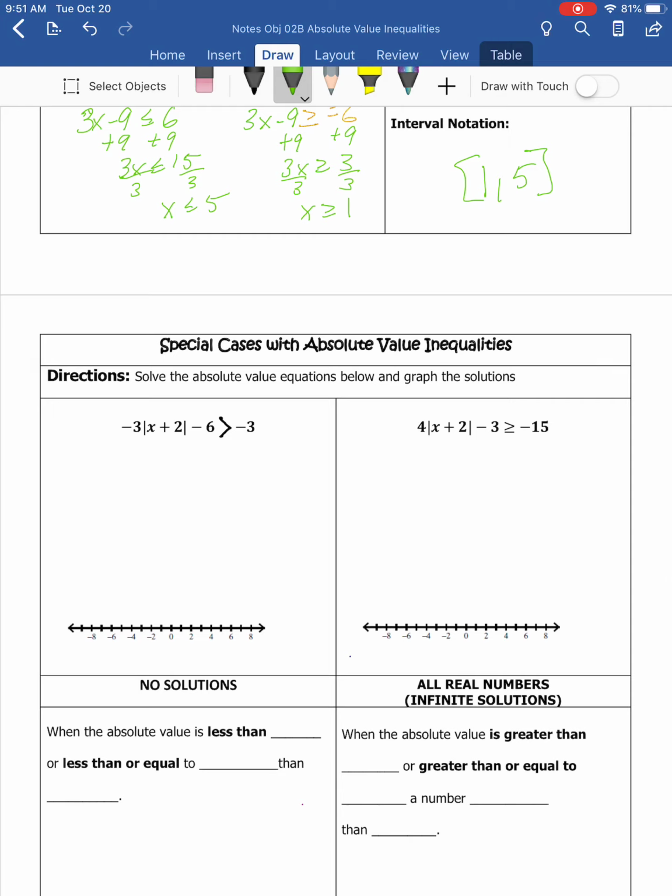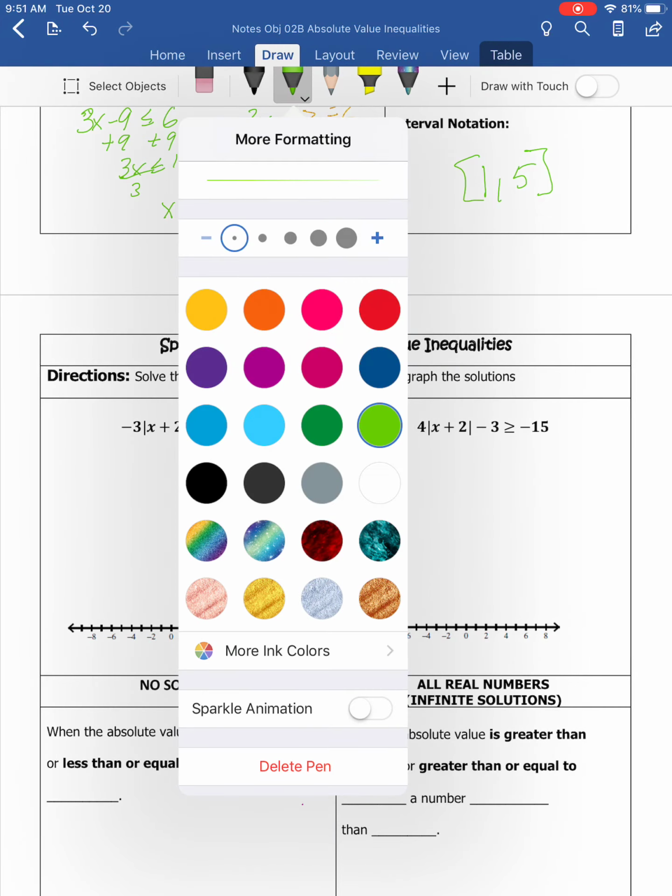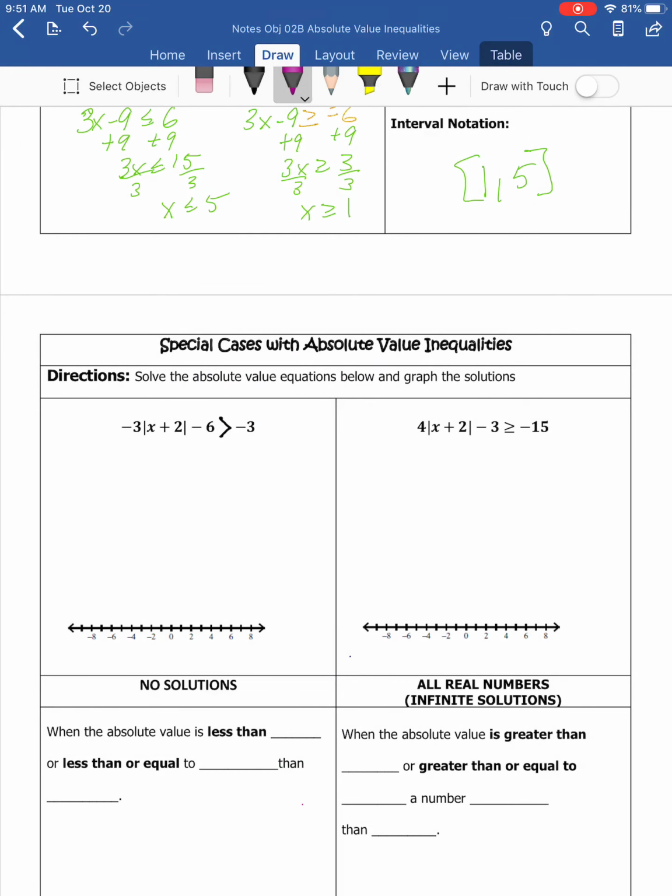Last thing I just want to talk about was special cases. I just want to show you what happens, and this is one of the things that you need to be aware of when you're solving, because it's going to stop. And we have talked about this before. So I'm going to look at this one right here. I'm going to add 6 to each side of this.